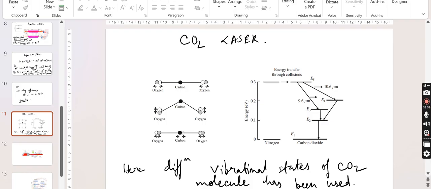So here you can see the 3 independent modes of vibration of the carbon dioxide molecule. Here at the center of mass, there's carbon. These 2 oxygens can vibrate along this way. This is one way, and actually carbon dioxide is not always linear. It can bend like this.